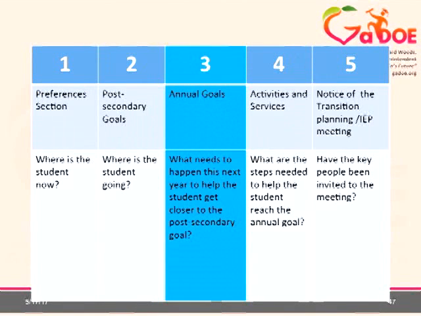Okay, so we've already done steps 1 and 2. Let's talk about step 3. Step 3 is when we back up, reel it in a little bit, and say, what can we do this next year, from this day to the same day next year, to make sure that Robert is advancing and progressing toward his post-secondary goal.